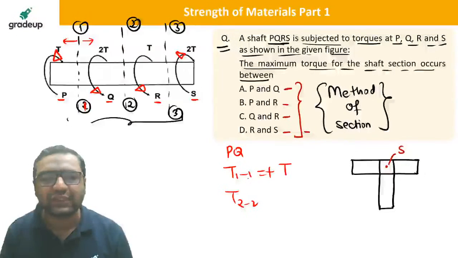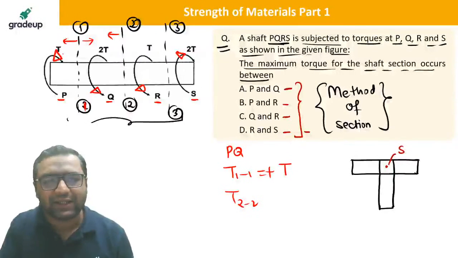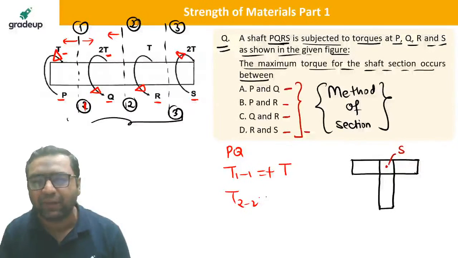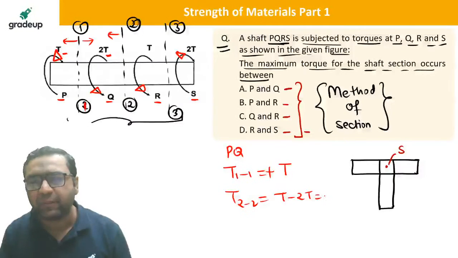For section 2-2, if you see the left hand side, the torque is T and 2T. T is in a different direction, 2T is in a different direction. So it will be T minus 2T. The answer will be minus T.